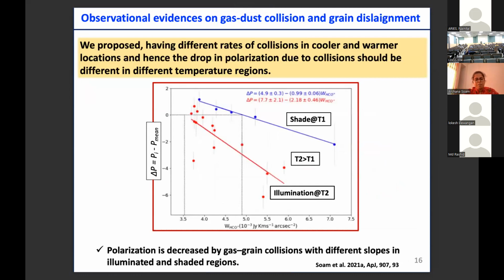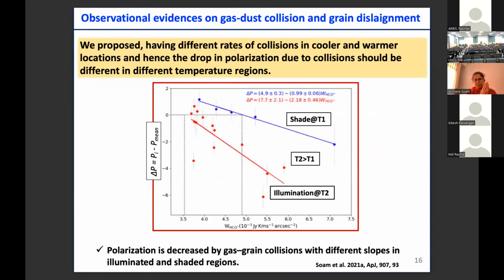So what we did, we plotted delta P. Delta P is nothing but the difference between all the P values we had in the lines of sight, red and blue, and the P mean. So for now, just ignore the blue and red populations here.